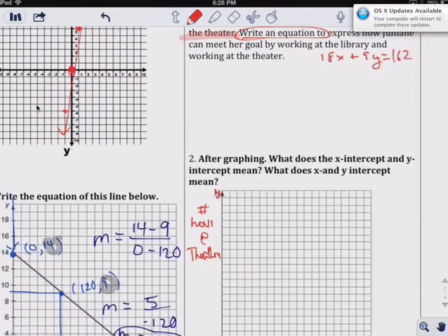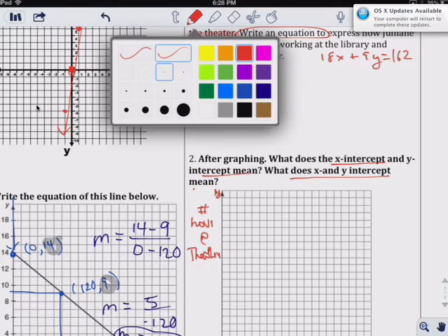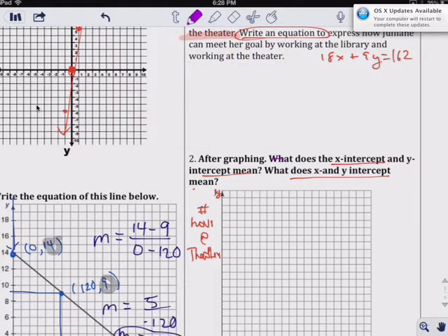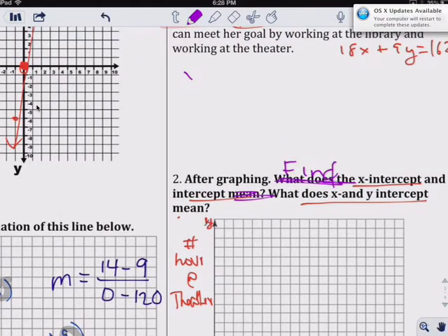It says, what does the x and y intercept mean after graphing? Oh, sorry, I was redundant here. I wanted you to find the x and y intercept. So we're gonna do x-intercept and y-intercept.